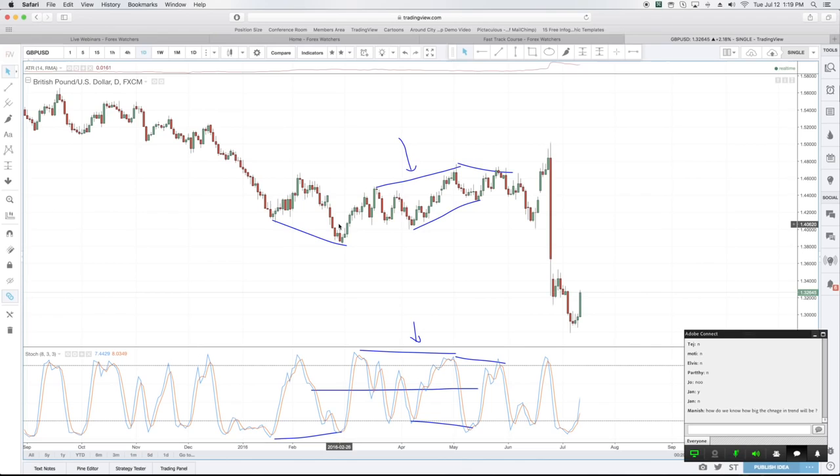How do we know how big the change in trend will be? That has to be determined by your read of the entire trend. That's a very good question, actually, Manish. I'm impressed.